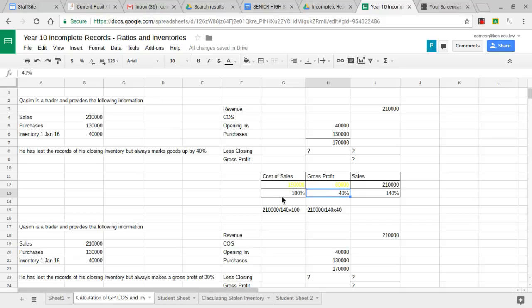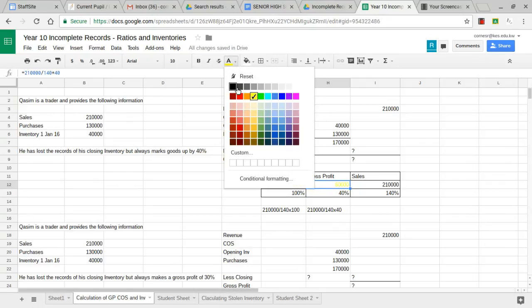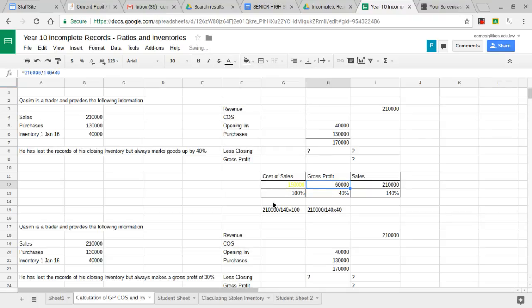What I also know is that the markup itself is the gross profit. It's the extra that's been added onto the cost of sales to give me the selling price. So if I know that the selling price is $210,000 and I know that my percentage for my sales is 140% of the original cost price, I can find out the gross profit by doing 210,000 divided by 140 and multiplied by 40. So that gives me a gross profit of 60,000.